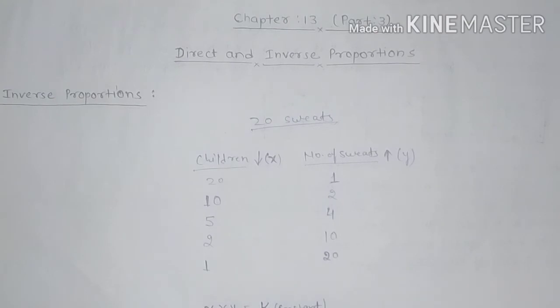In direct proportion, what we get is x upon y is constant. And here in inverse proportion, x into y will be constant. Now these formulas are used in exercise 13.2. So this is the explanation of inverse proportion. Now next, exercise 13.2.